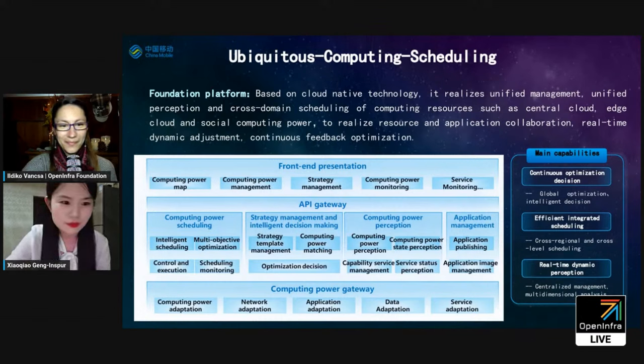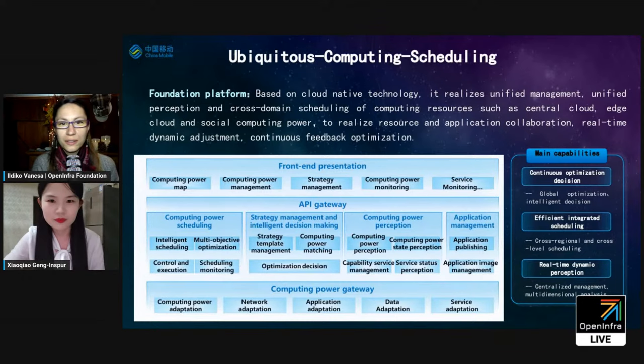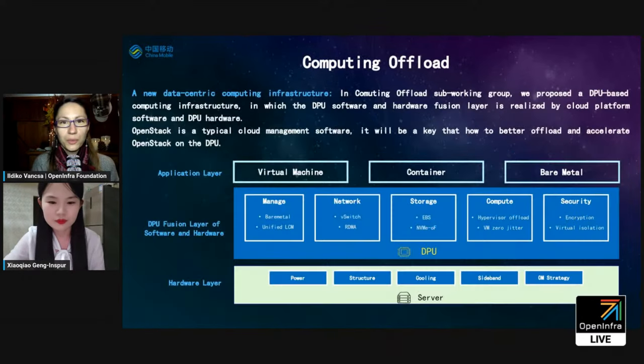Thank you. That answered my question perfectly. We can jump to the computing offload subgroup.